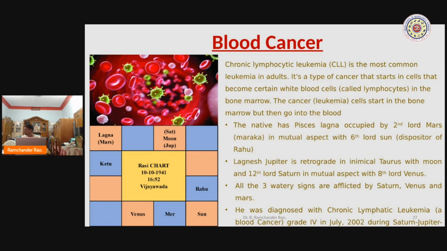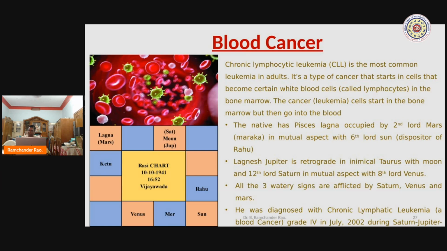The blood cancer. Now, chronic lymphocytic leukemia is the most common leukemia in adults. This type of cancer starts in the cells that become certain white blood cells called lymphocytes in the bone marrow. Actually, the bone marrow has to manufacture red blood corpuscles. But here, what is happening? White blood corpuscles are manufactured here.